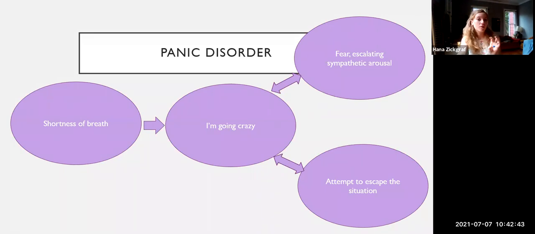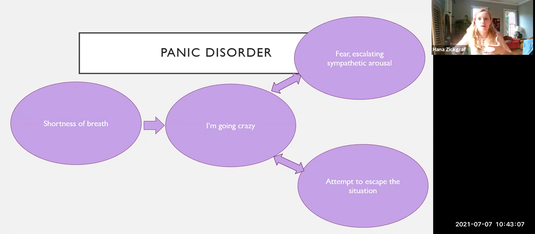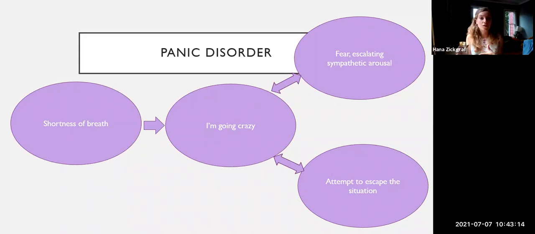So here's an example of how schemas interact with maladaptive automatic thoughts. This is an example of an attribution or a thought about an event in the context of panic disorder. When people with panic disorder experience physiological sensations that they associate with panic attacks, they make catastrophic assumptions about what those events mean. So someone might experience shortness of breath and have the thought, I'm going crazy, which then leads to increasing sympathetic arousal and fear and makes someone more likely to try to escape the situation that's making them feel so terrible.